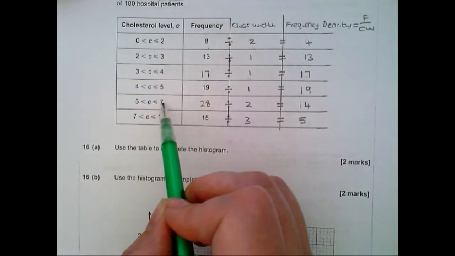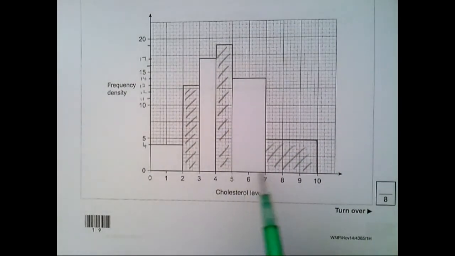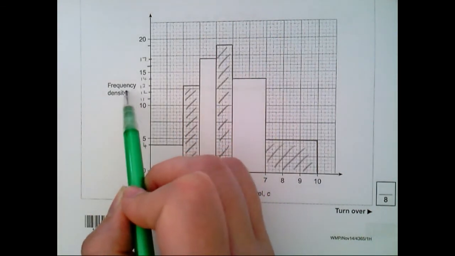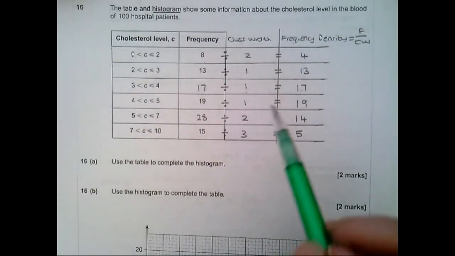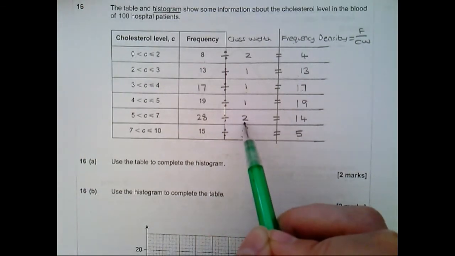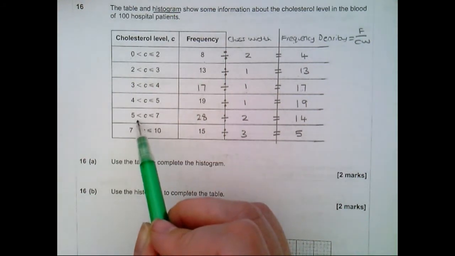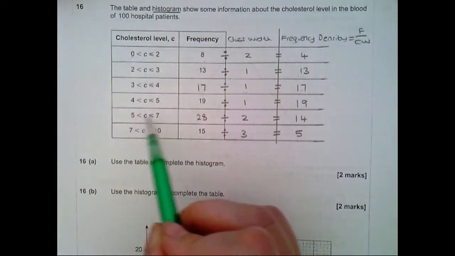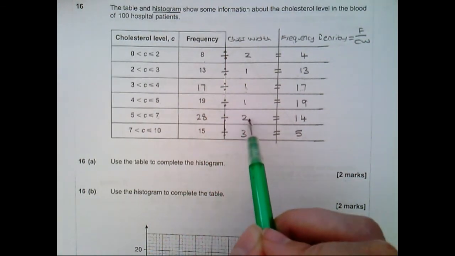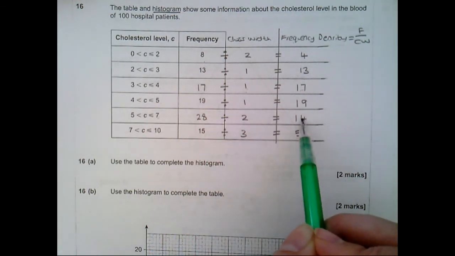The other one that was missing then was the 5 to 7 bar. So if you go down here between 5 and 7, that bar went up to 14, so the frequency density was 14 for that one. So in the table, if the frequency density is 14, the class width is 2, because it's going between 5 and 7 there. That's the gap between 5 and 7. So it has to be 28, because 28 divided by 2 would get you the 14.